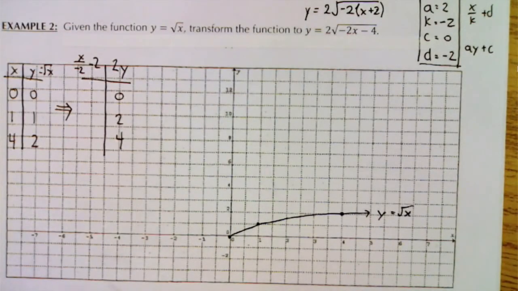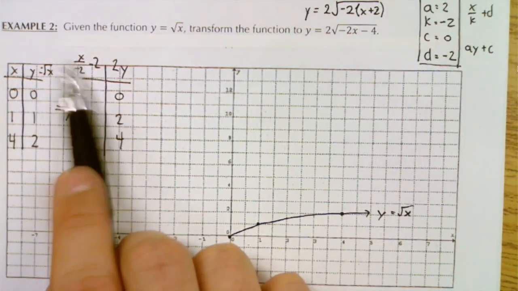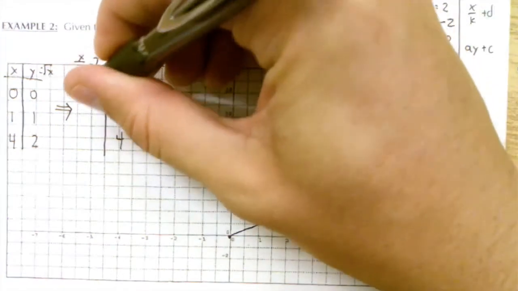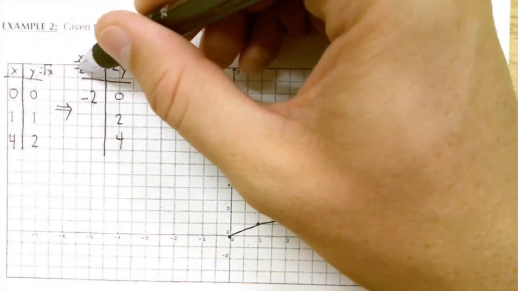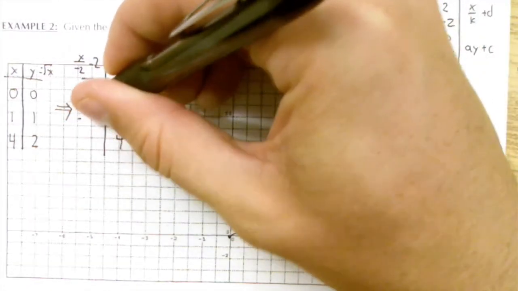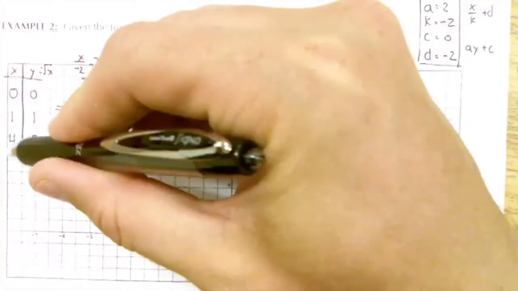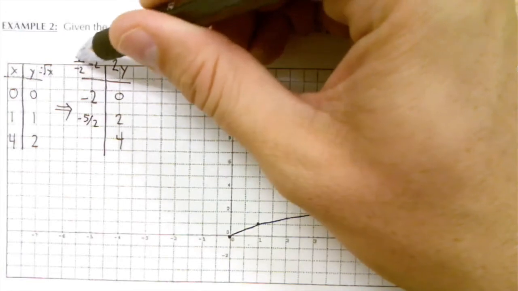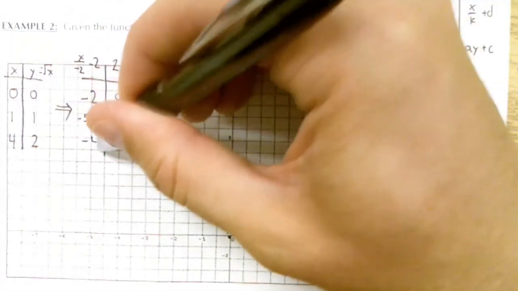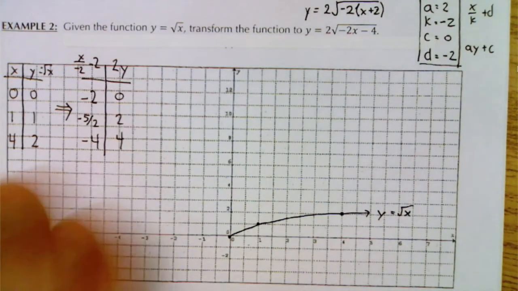For our x's, a little bit trickier. We're going to divide by negative 2 and then subtract 2. 0 divided by negative 2 is 0, minus 2 is negative 2. 1 divided by negative 2 is negative a half, minus 2 is negative 2.5, which is negative 5 over 2, or you can write negative 2.5, that's fine. 4 divided by negative 2 is negative 2, subtract 2 is negative 4. And you might use a calculator to get those. If you can do them in your head, that's fine too. But now we've got our new points, we just have to graph those new points.